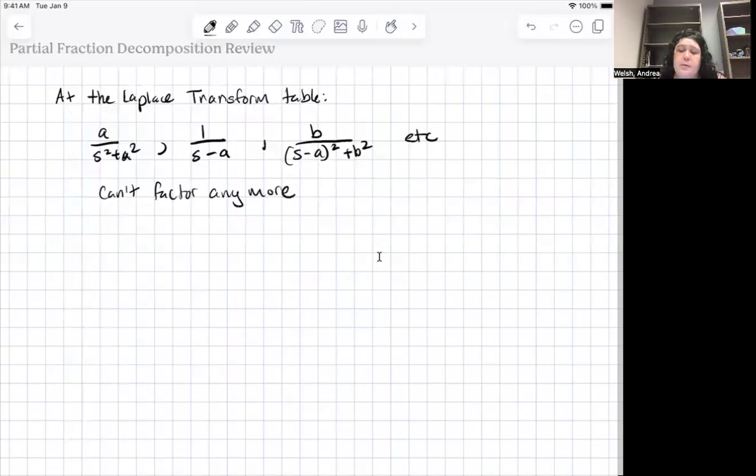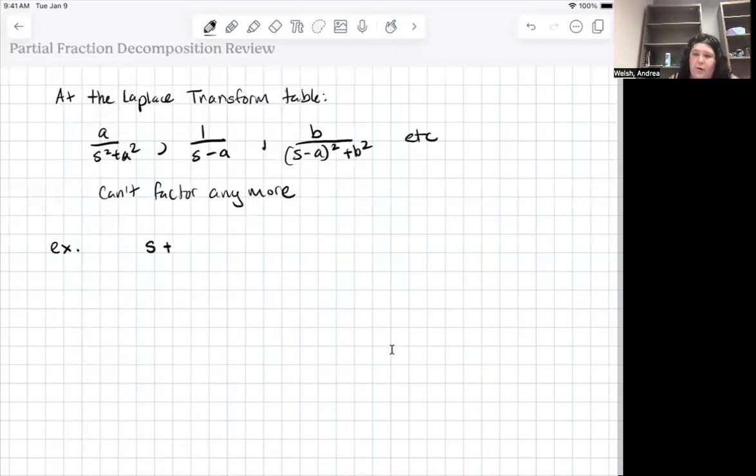So if you get something where you have two factors multiplied by each other, you want to be able to break them down into a form you can deal with on the table, and that's using partial fraction decomposition. So let's go through some examples, because there are a few different cases.